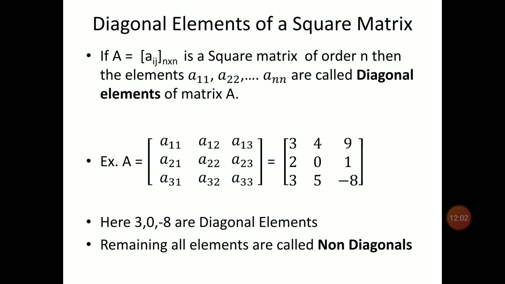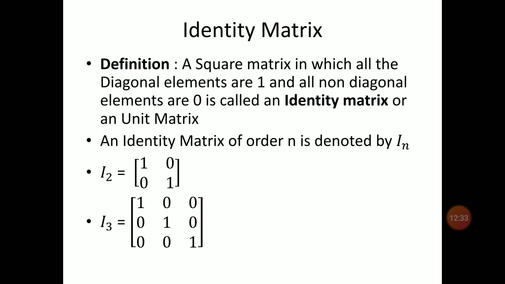Here we have considered one particular example also. What are the elements which lie along the diagonal in this particular example? The values are 3, 0 and -8. So 3, 0, -8 are called diagonal elements of matrix A, and all remaining elements are called non-diagonal elements of matrix A. Now this is one more important type of matrix, that is an identity matrix.